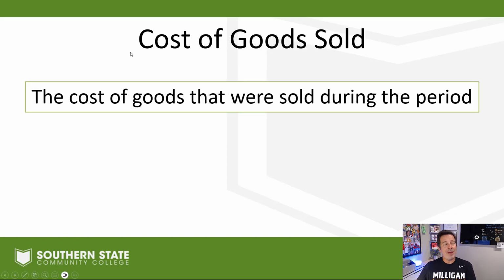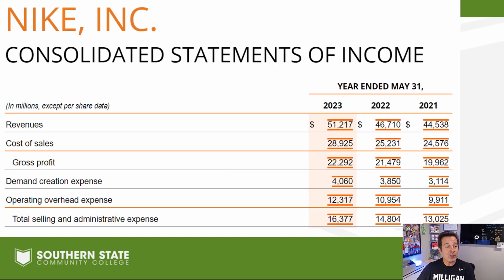We'll take one step back, cost of goods sold. The cost of goods that were sold during the period, just like it sounds like. Sometimes you'll see an income statement where it's called cost of sales instead of cost of goods sold. Exact same thing. As a matter of fact, if we look at Nike's income statement, we see right there, cost of sales or cost of goods sold. Means the exact same thing.